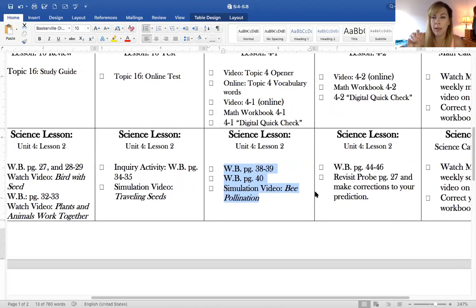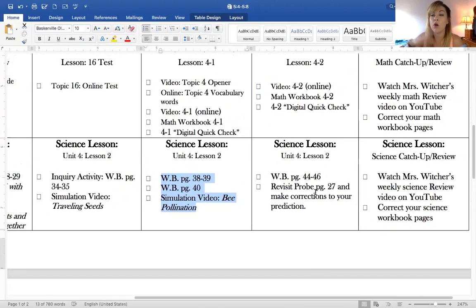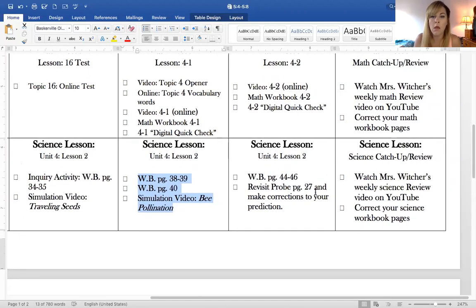And you're basically going to be able to click on boxes to see what goes into pollination with bees and what a beekeeper does. On Thursday, you're going to do workbook pages 44 through 46. One of those does require you to go back to the prediction page on page 27 and make corrections to your prediction. That's going to be it for the week.